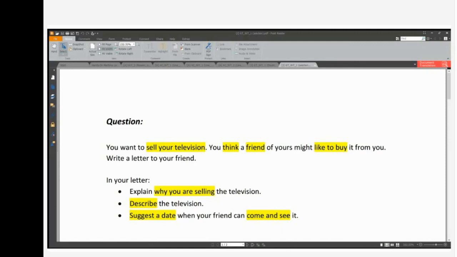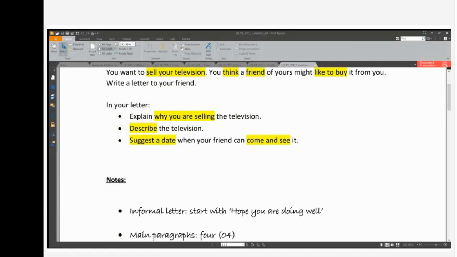Once that is done, then you can write another paragraph saying what you actually want from your friend and what is the agenda and what you are actually looking forward to. And then you finish your letter with just signing off. That's it.